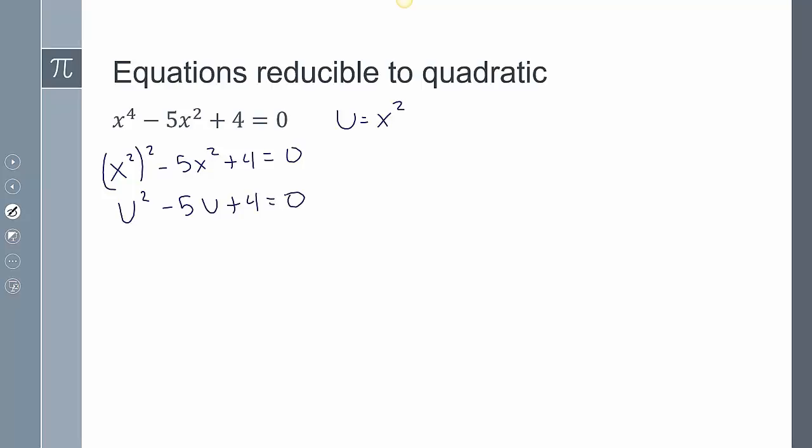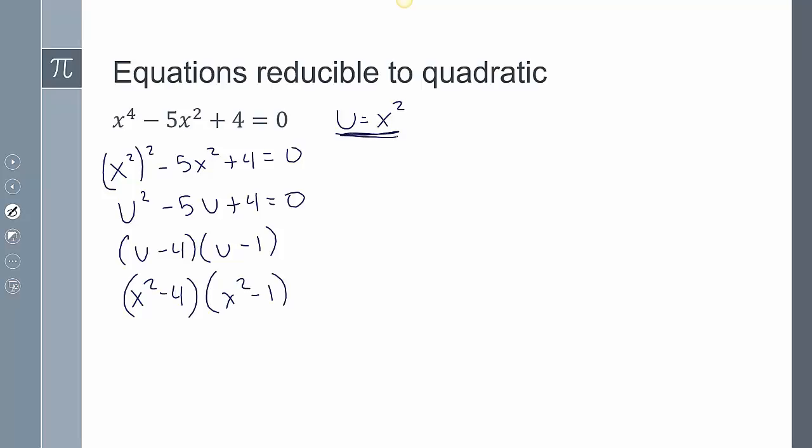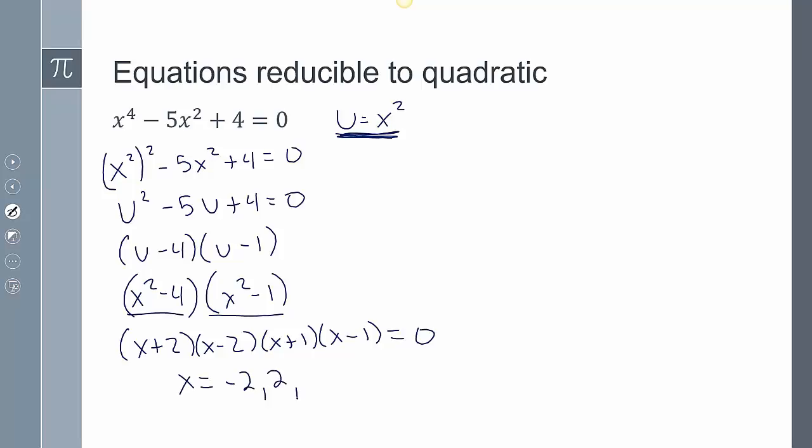Now that's a lot easier to visualize, and I can factor this. So this is going to turn into u minus 4 and u minus 1. And so I can rewrite this as x squared minus 4 and then x squared minus 1. I just basically resubstituted the x squared back in for u. And so now this turns into x plus 2, x minus 2, x plus 1, x minus 1, because it's all difference of squares, and this all equals 0. So I can say my x equals negative 2, positive 2, negative 1, positive 1.